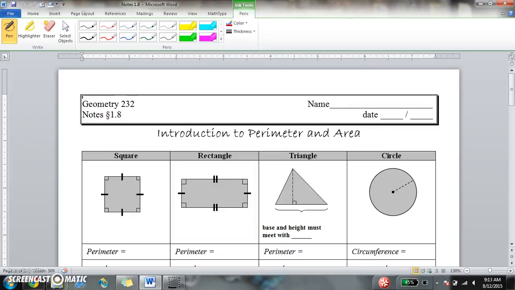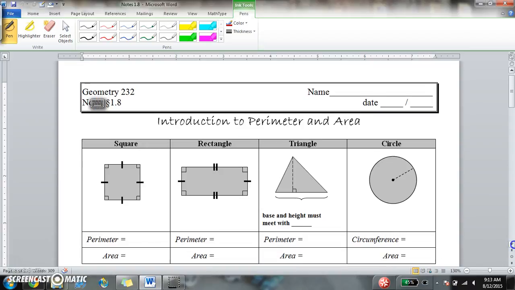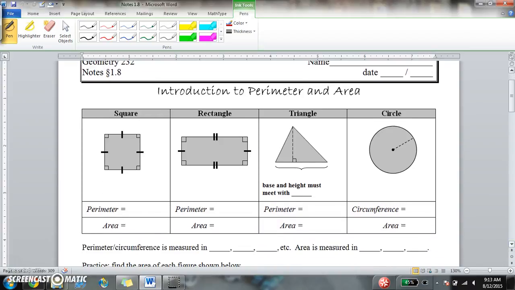This is Geometry, Section 1.8, Introduction to Perimeter and Area. So, we've got these four shapes right here: square, rectangle, triangle, and circle. We're going to talk about how to find the perimeter and area of all of those things.